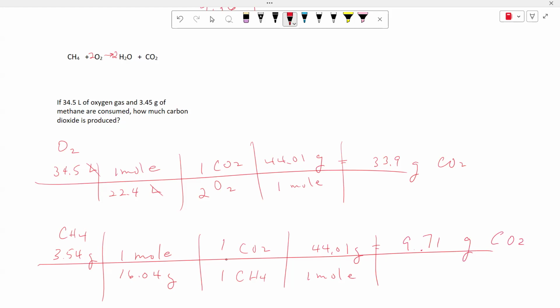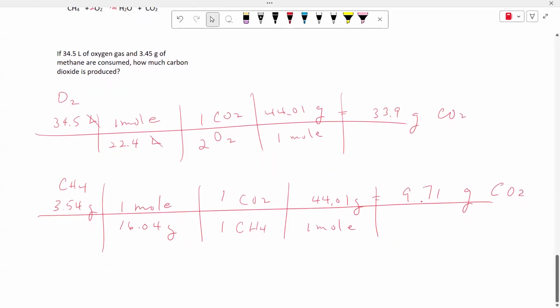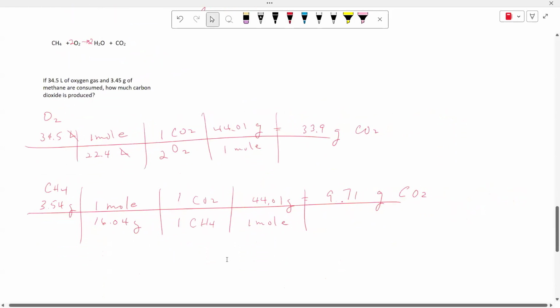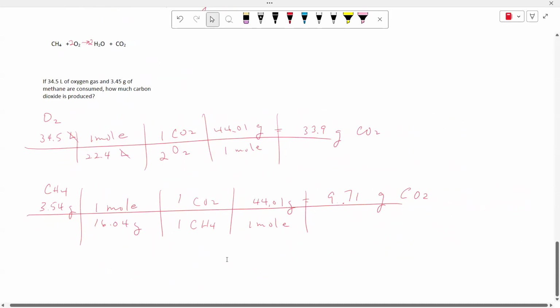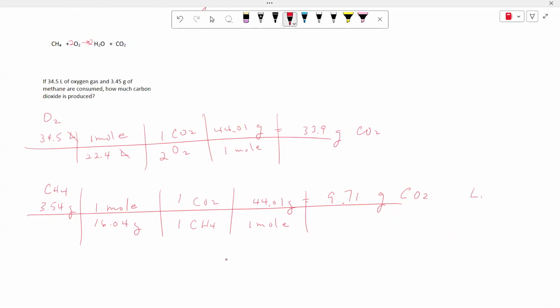Okay. So methane definitely limits the reaction. That means we have excess oxygen. And we don't know how much.